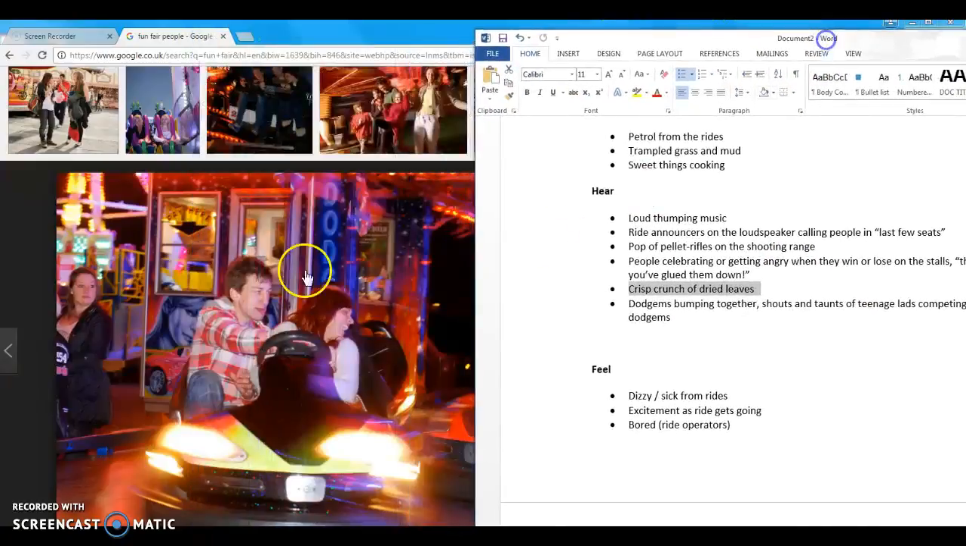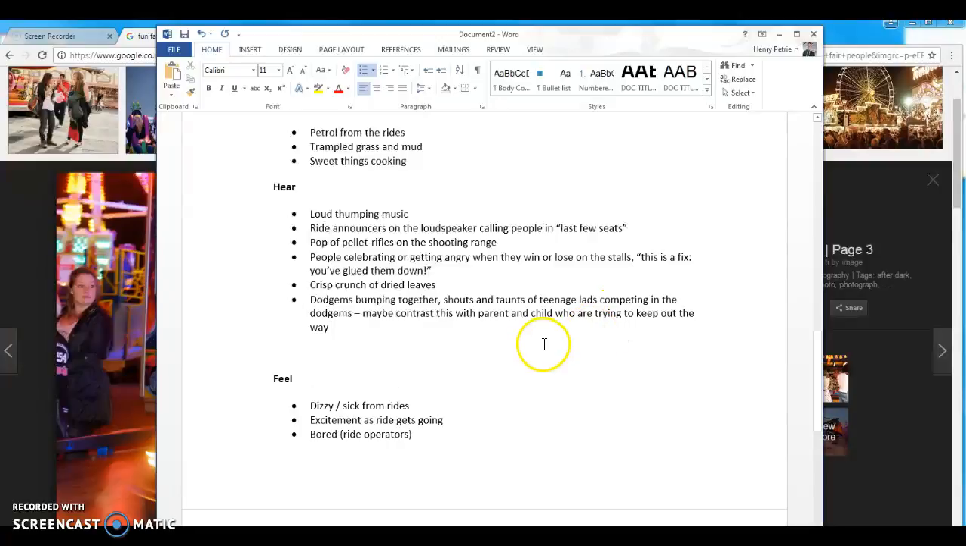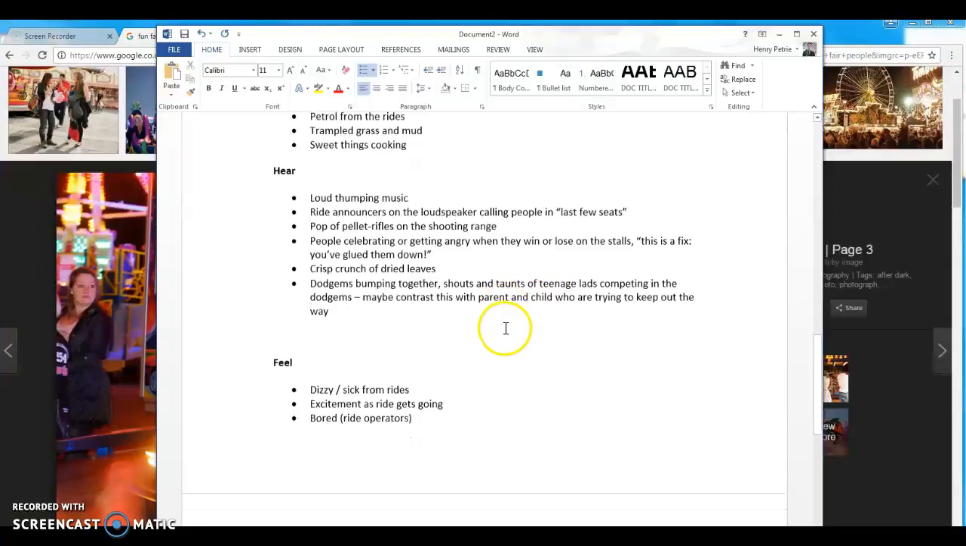Based on my Google research over here, I also thought about maybe having the dodgems bumping together, and maybe we have teenagers sort of shouting and taunting each other because they're trying to hit each other on the dodgems. And then maybe I could contrast this with maybe a parent and child who are trying to keep out of the way. So you have maybe these rowdy teenage lads who are competing and trying to hit each other as hard as they can, and then maybe you have this parent with their child, and they're just trying to have a nice little drive around, but there's all this crashing going on around them, so they're trying to avoid that.